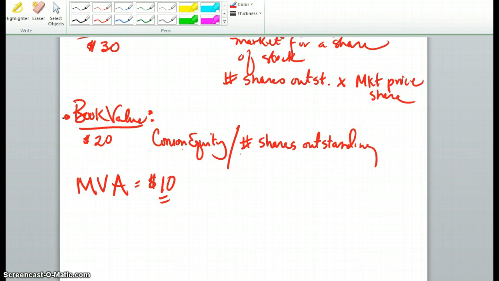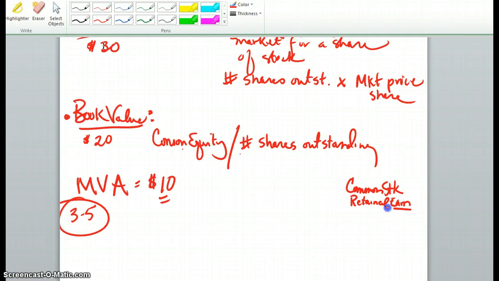And so let's take a look at problem 3-5 and put to use what we just talked about. We have Henderson Industries, and they have $500 million of common equity on its balance sheet. One thing I want to remind you of is that common equity equals the common stock and the retained earnings. Those two things together equal the common equity. Retained earnings is part of the equity.